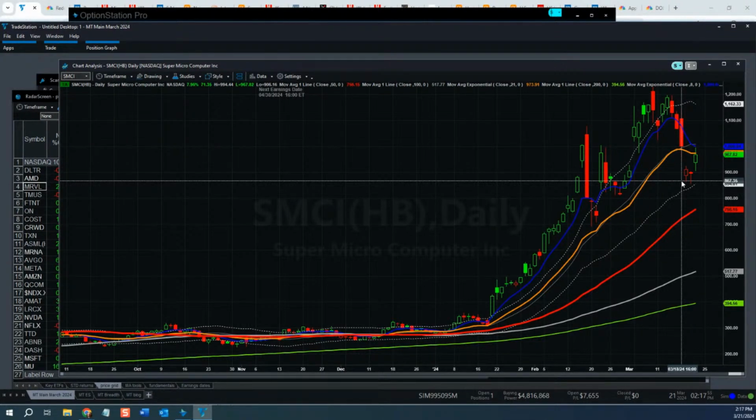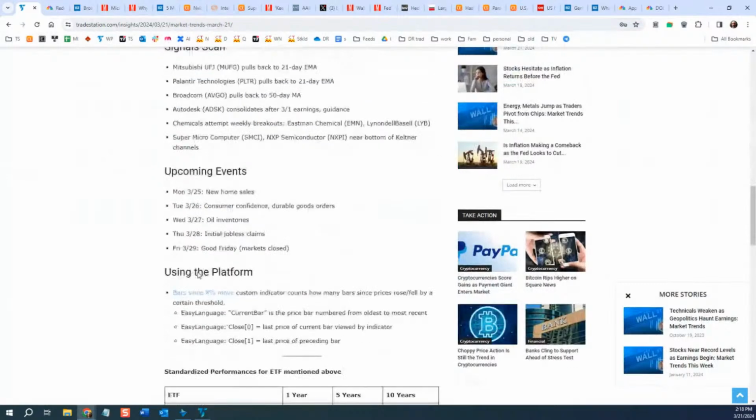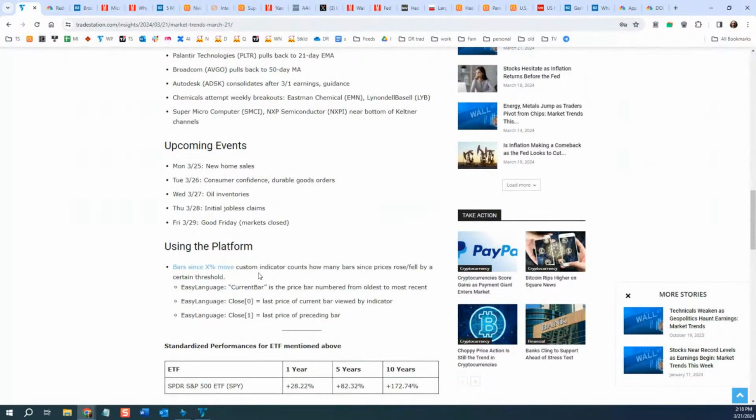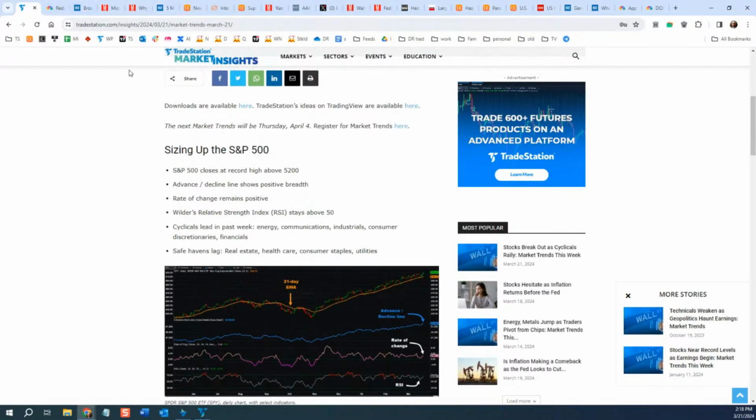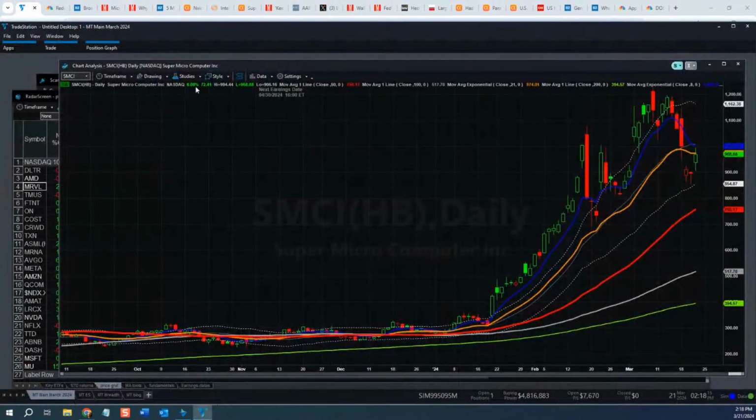We're also going to be showing you guys a new custom indicator that we created, it's down at the bottom of our rundown today. It's called bars since X percent move. Basically, if you want to see how long since the S&P has pulled back 5% or something, this indicator will let you do that. So anyway, I think it's just kind of interesting to see something like AMD pulling back. Now, a bunch of other names that might be kind of interesting were popping up as well for me.